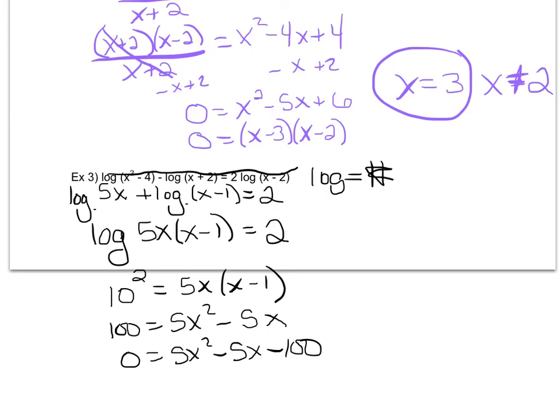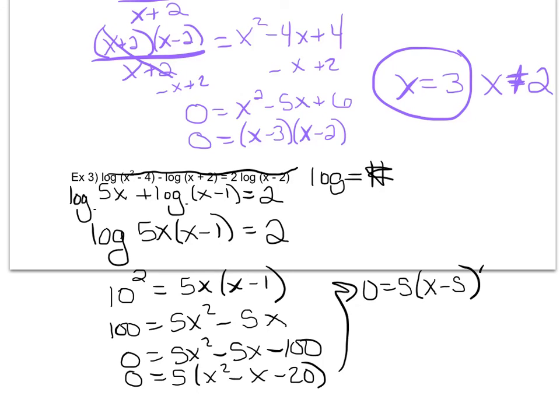I notice that I can factor out a GCF of 5. And I see I can factor this further because I know that negative 5 times 4 is negative 20 and negative 5 plus 4 is negative 1. So I get 0 equals 5 times x minus 5 times x plus 4. 5 will never be 0. 5 will make this 0, and negative 4 will make this 0. So I'm going to say x is 5, x is negative 4.